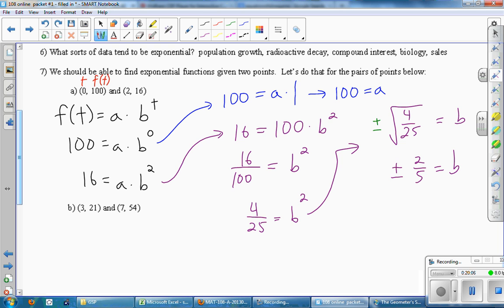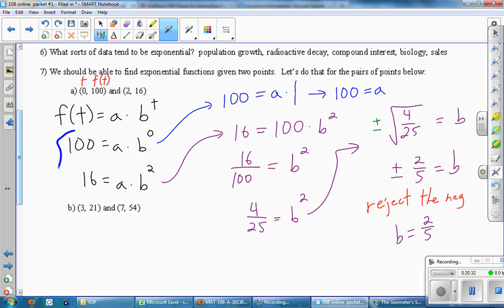Okay, here's a technicality. For exponential functions, to have the b be negative leads to all kinds of problems, and we never choose a negative b. So I'm just going to write here without really justifying it, reject negative. And we are going to content ourselves with the positive value for b. b equals 2/5. Turns out negative 2/5 for b will perfectly well satisfy these two equations right here. But it leads to lots of problems. We don't want to get involved in that.